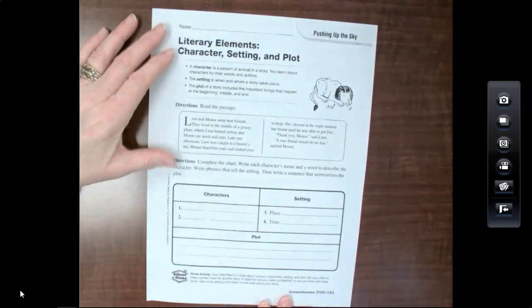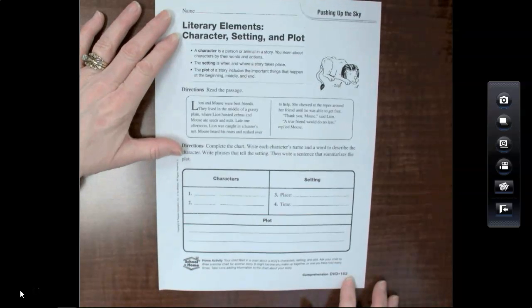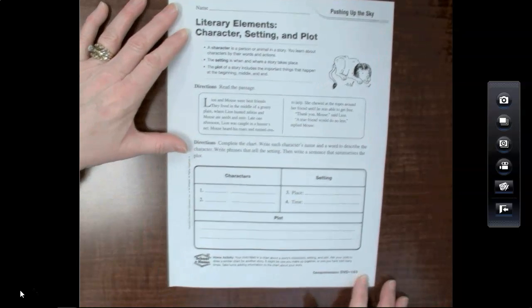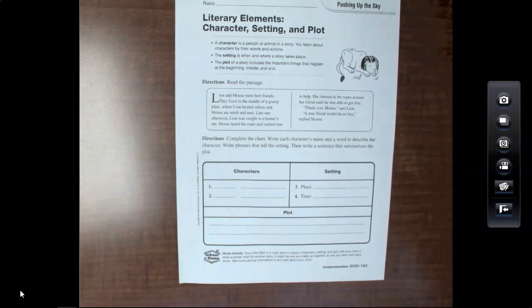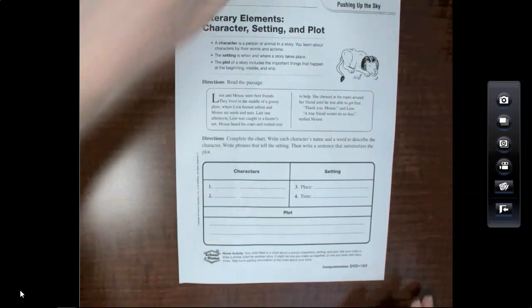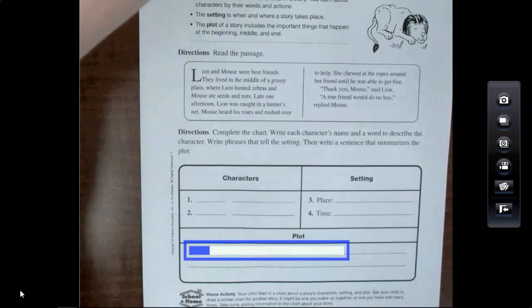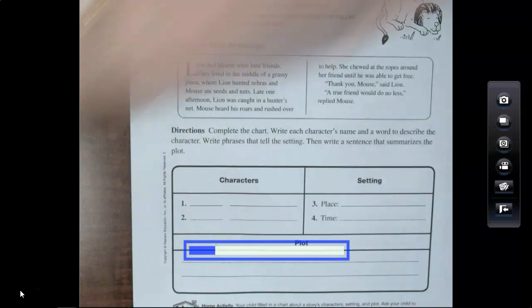So if you have this handout that goes with Pushing Up the Sky, it's page 163 at the bottom. It says literary elements at the top. And remember, you might hear it called story elements. Literary elements, story elements, it means the same thing. This is the handout we're going to do together today.